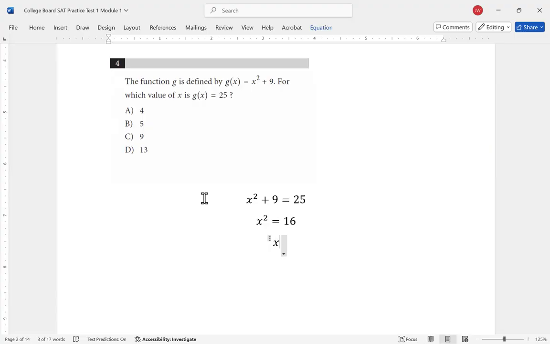Now, technically speaking, we get two answers. We get an answer which is x equals 4, and another answer which is x is equal to negative 4 when I take the positive and negative square root of 16. So either of those two will work. The only option that we have is A, which is 4. Negative 4 is not one of my options. So the answer to question number 4 is A, which is 4.